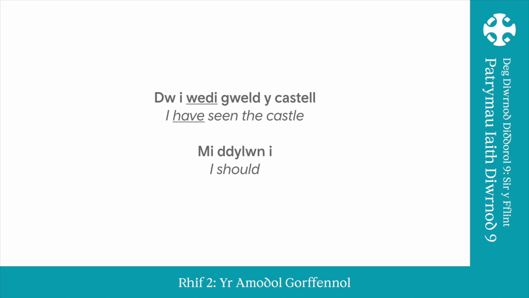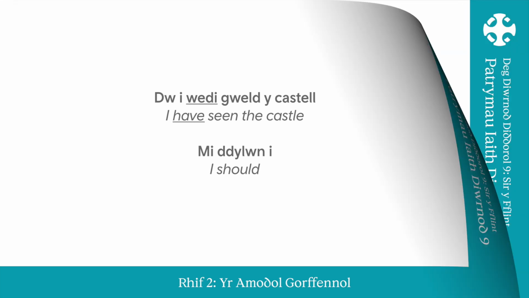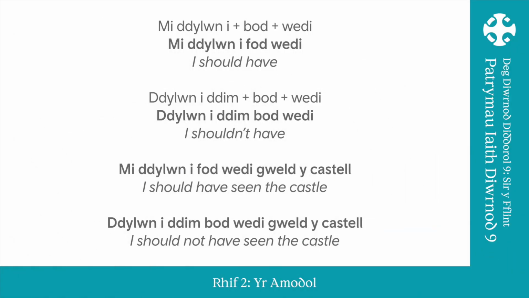Mi ddylwn i, I should. This is not a form of bod, therefore to use wedi, we also have to add in a bod for the sentence to make sense. For example, mi ddylwn i plus bod plus wedi. Mi ddylwn i fod wedi. I should have. Ddylwn i ddim plus bod plus wedi. Ddylwn i ddim bod wedi. I shouldn't have.